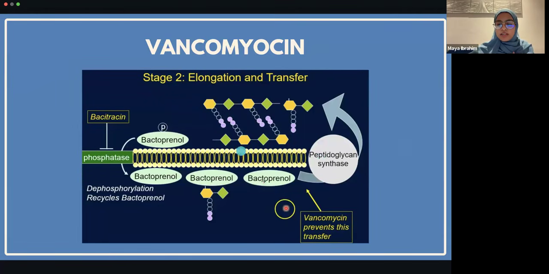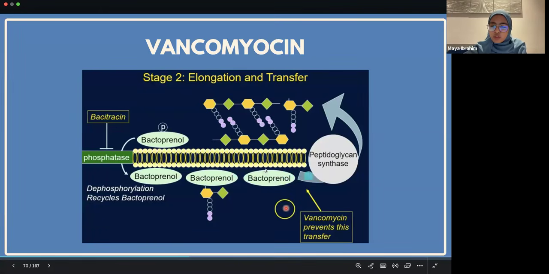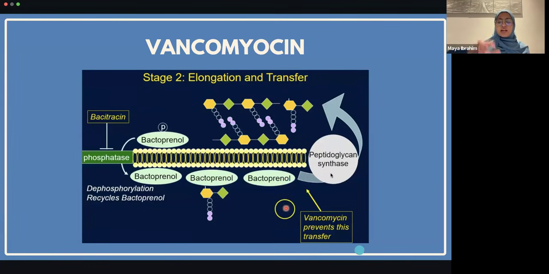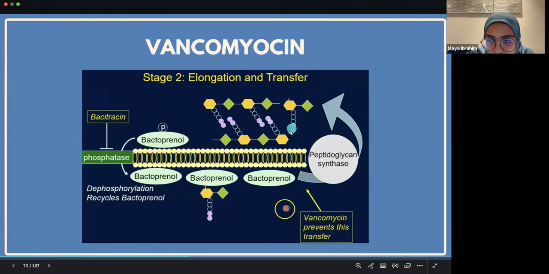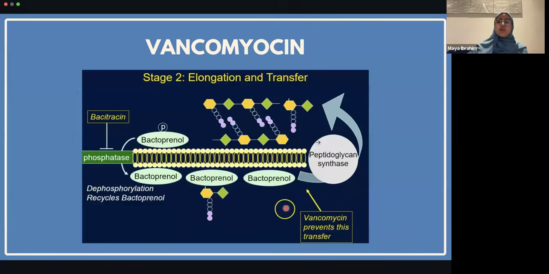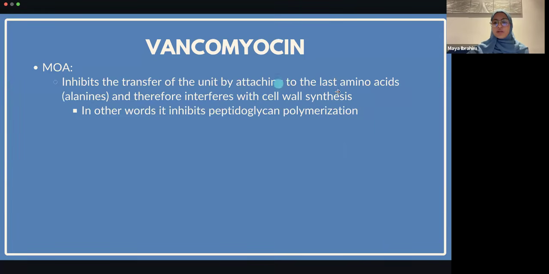The mechanism of action, how it works, is that, if you remember this from Dr. Henna's lecture, there is this, I think this was a sugar, bactoprenol. It has the part that's growing and going to be put onto the growing chain of peptidoglycan, right here. Now, for this sugar to go all the way to the other side, it needs a thing to take it to the other side. What vancomycin does is that it inhibits it from going to the other side. It actually binds to the last two amino acids here and prevents it from going to the growing chain. So it inhibits transfer of the unit by attaching to the last amino acids, alanines, and therefore interferes with cell wall synthesis. In other words, it inhibits peptidoglycan polymerization.